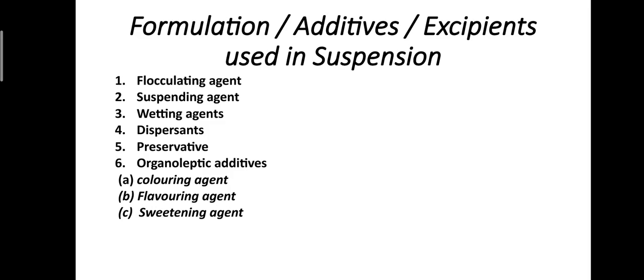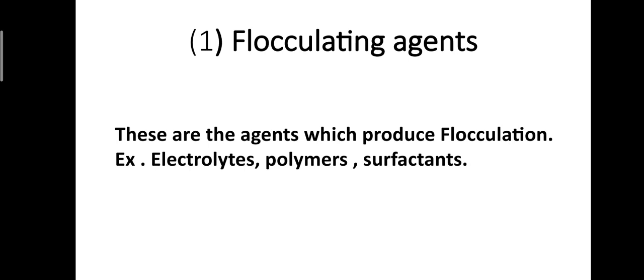Next point: formulation, additives or excipients used in suspension. The following additives are used for preparing a suspension: first, flocculating agent; second, suspending agent; third, wetting agent; fourth, dispersants; fifth, preservative; sixth, organoleptic additives. Organoleptic additives have subtypes: coloring agents, flavoring agents, and sweetening agents. These are all the formulating agents. Let's see one by one in detail.